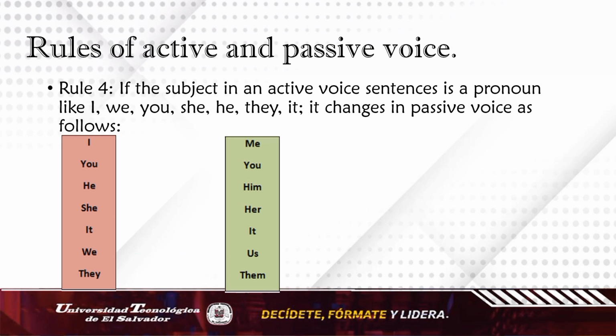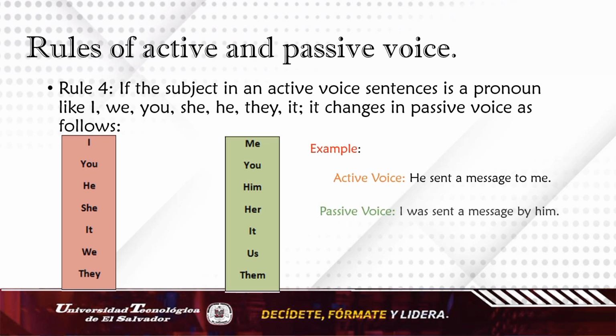And if the object in an active voice sentence is a pronoun like me, us, you, him, her, them, it changes to personal pronouns. For example, he sent a message to me. I was sent a message by him.